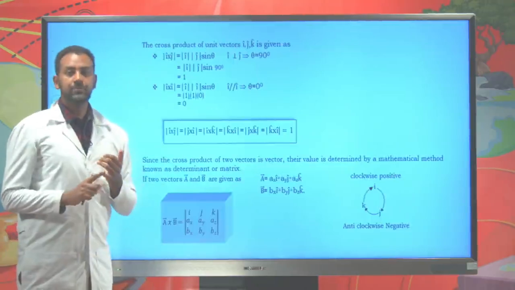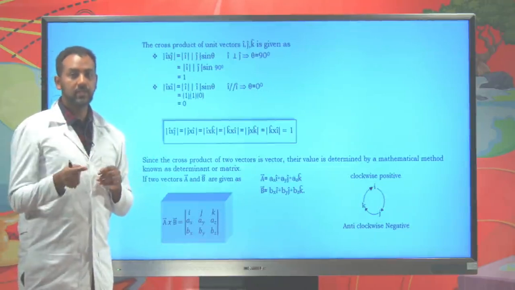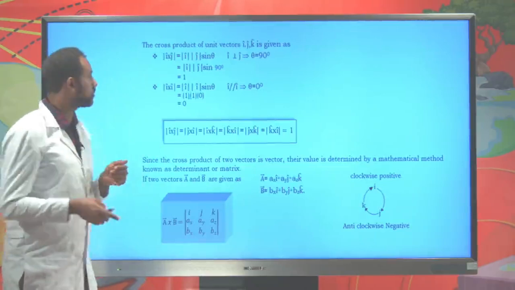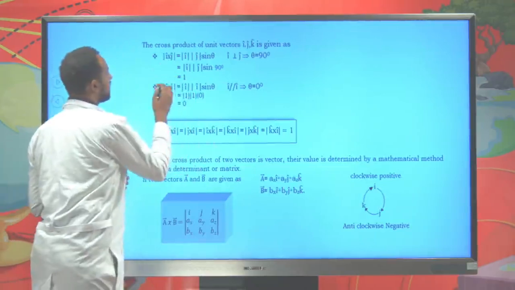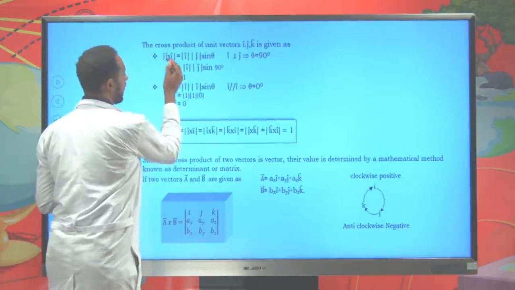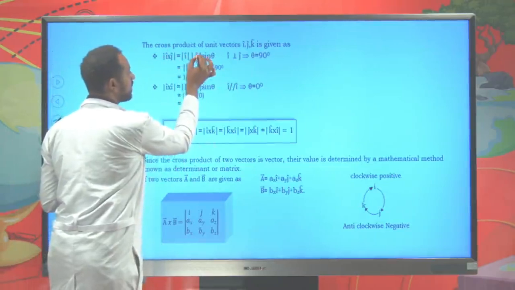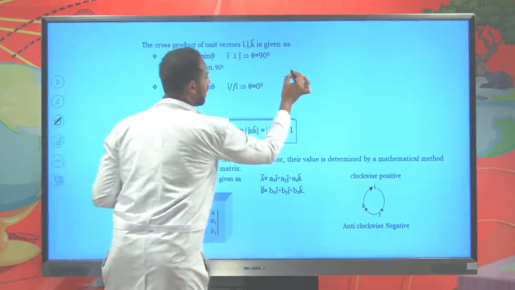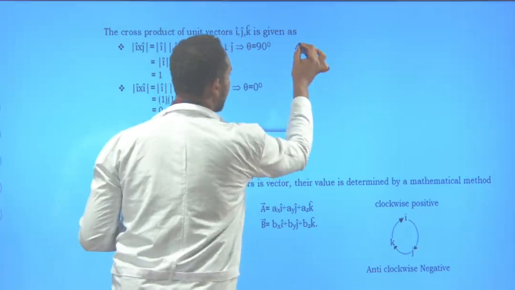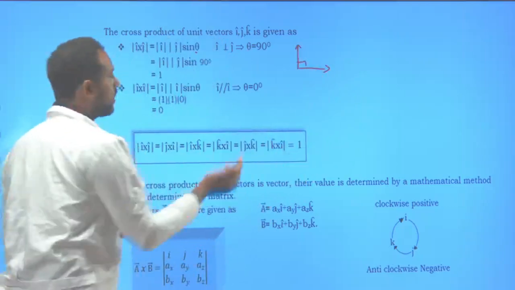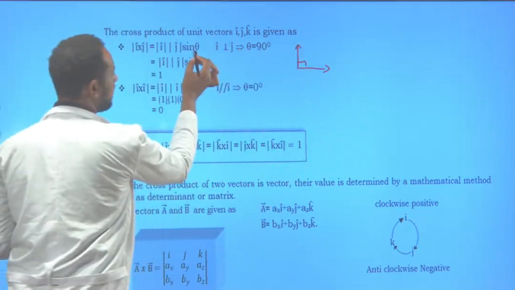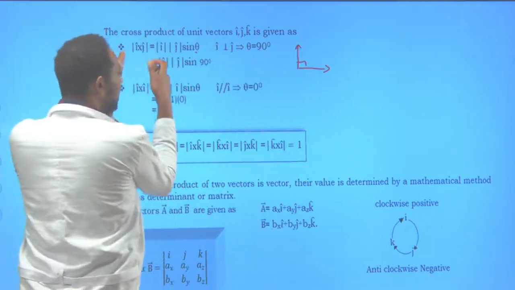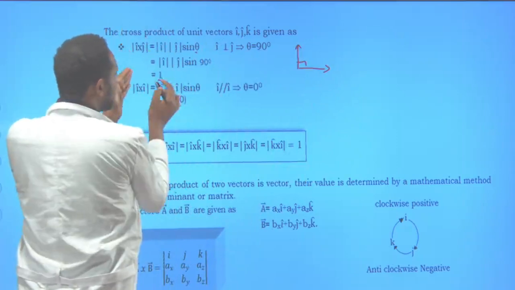Previously, you have used that i, j, and k are the unit vectors along the x, y, and z directions. If you are trying to find the cross product of these vectors, here i cross j is the magnitude of i, the magnitude of j, sine theta. You know that i is acting along the x-axis and j is acting along the y-axis. The angle between them is 90 degrees. Therefore, sine 90 is 1. So i cross j, the magnitude, not the vector itself, gives us 1.